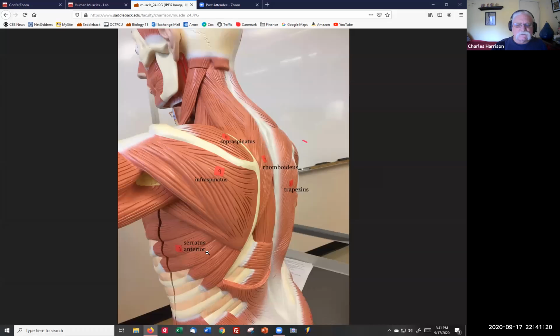These are called the boxer muscles. I won't ask you that. Boxer muscles. In boxing, the jab is usually dependent upon the serratus anterior.